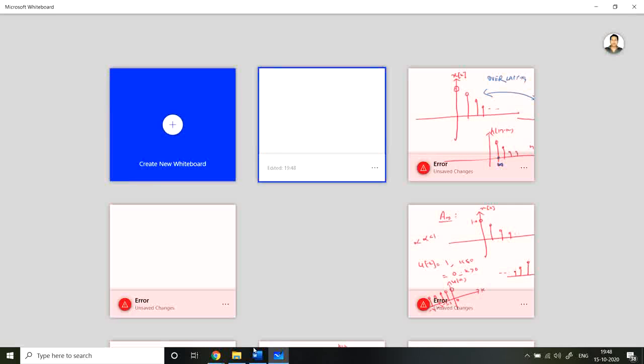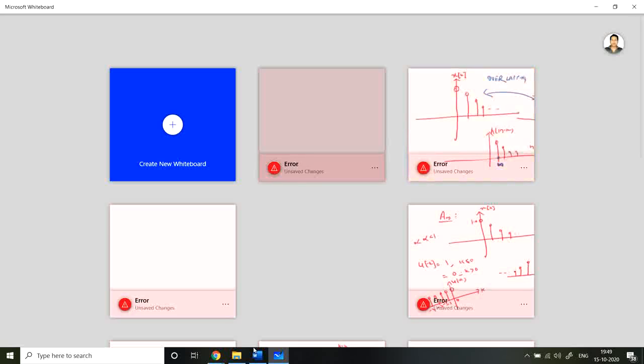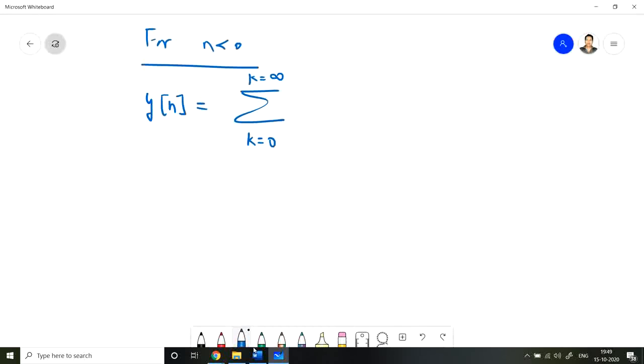If we analyze the graph, what is the region of overlap? For n less than 0, the region of overlap is from k equals 0 to k equals infinity. And what is the region of overlap when we have n greater than 0? When n is greater than 0, the region of overlap is from k equals n to k equals infinity.